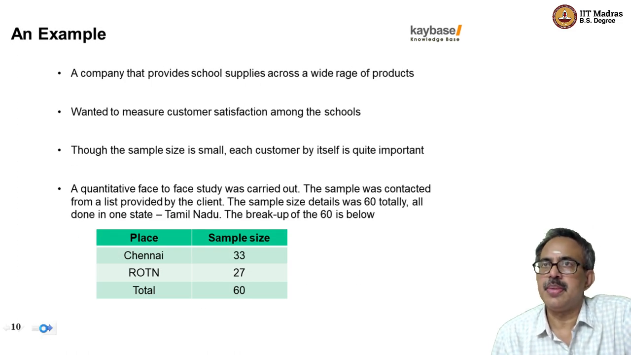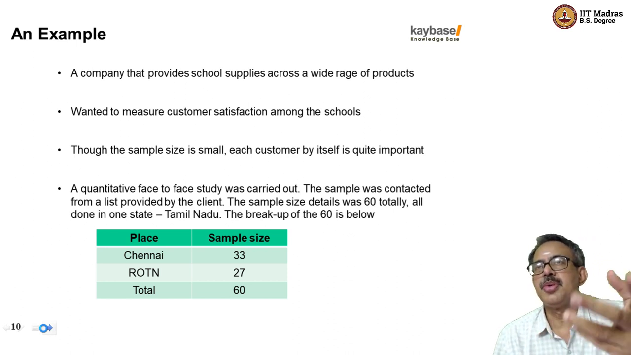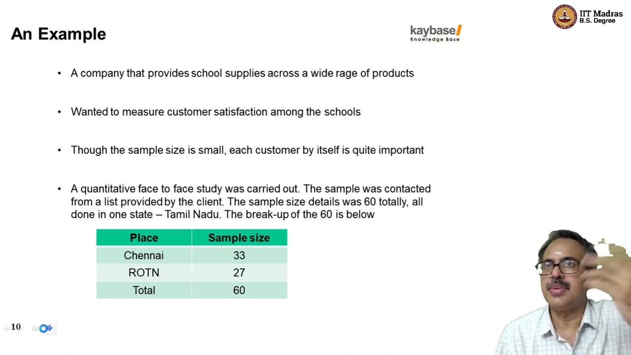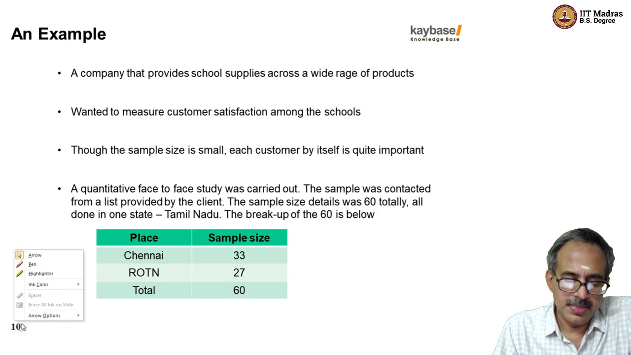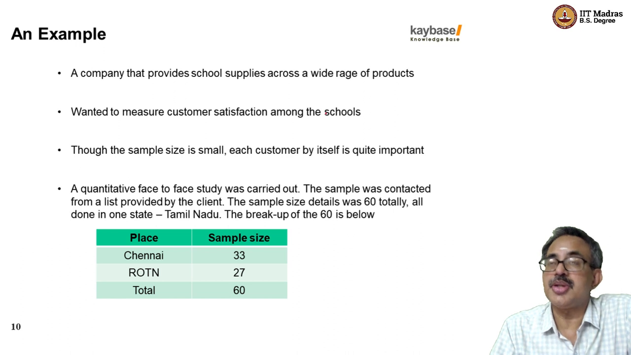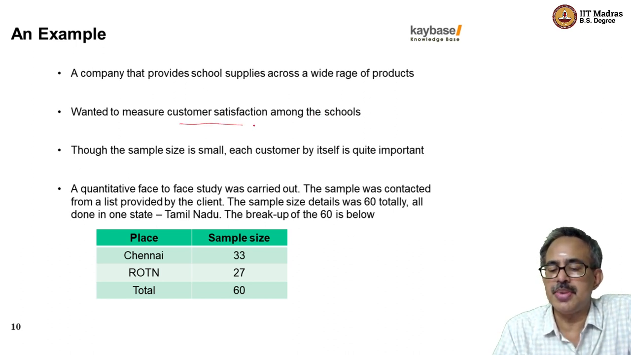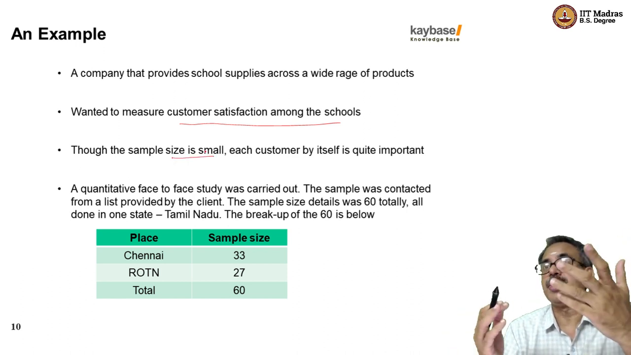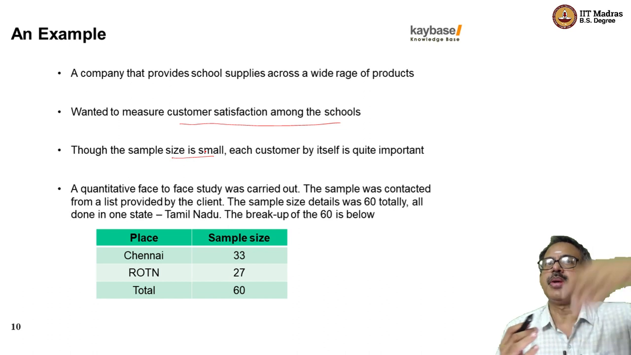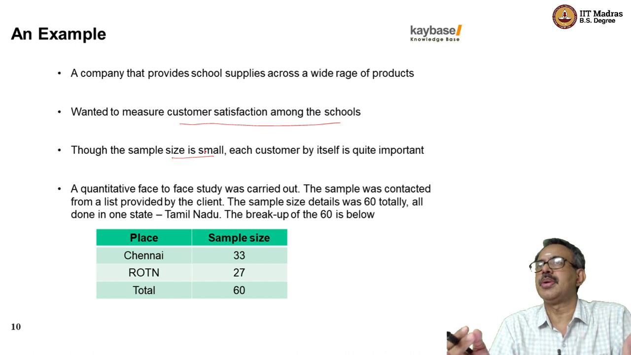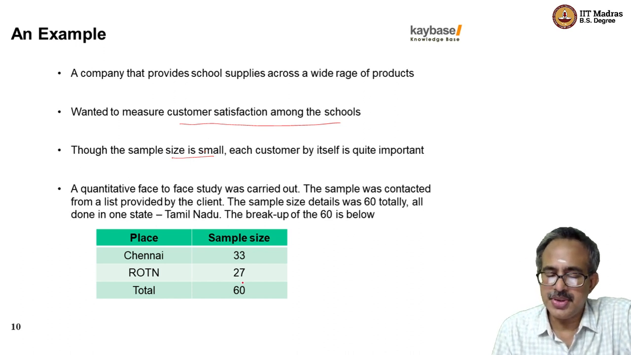So let's look at one particular example. A company provides school supplies. School supplies could be uniforms, geometry boxes, notebooks, laboratory equipment, right? So on and so forth. So this company provides supplies to schools. And they want to measure how satisfied their customers are, and their customers are schools. Small sample size because it's not a big business. Every customer is an important customer. It's not like a refrigerator talking to lakhs of individual customers. It is a B2B business talking to a few hundred customers. So we did a sample size of 60 people.